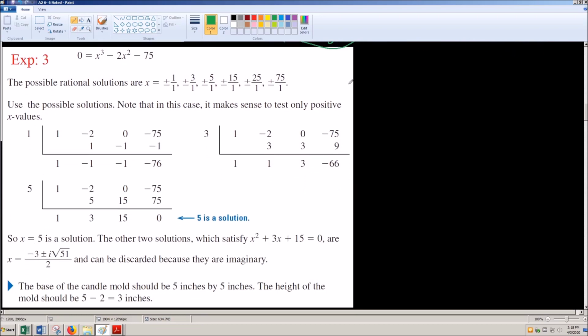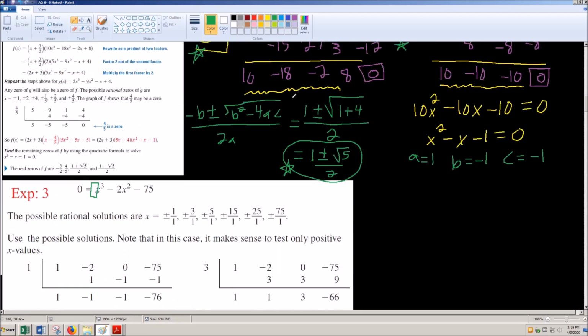Last one here we're going to look at is an example using x to the third minus 2x squared. Note there not being an x here, minus 75. Okay, so let's do p values and q values. I forget which one I did in what color. I don't think it really matters much, but let's, yeah, q.